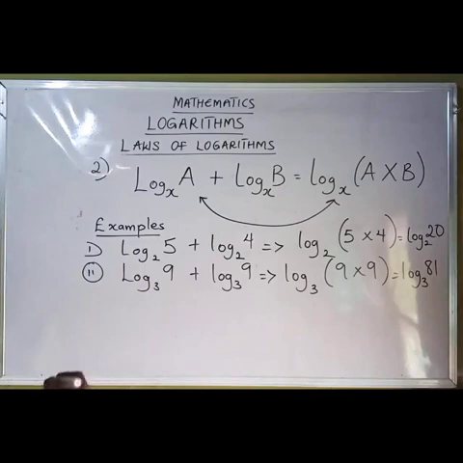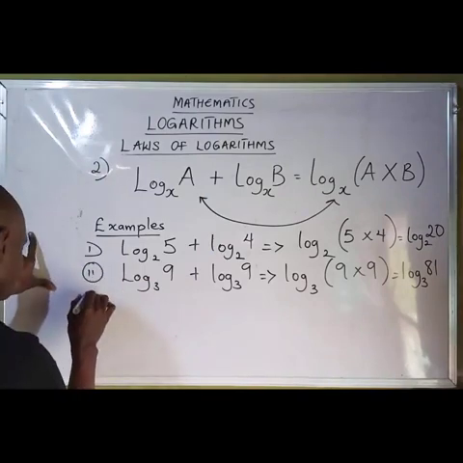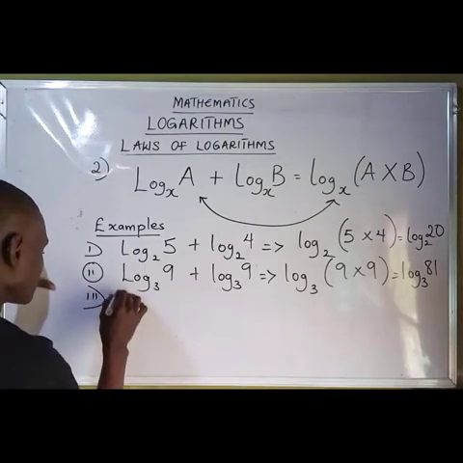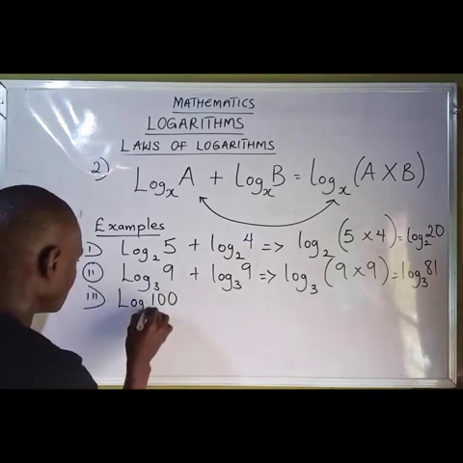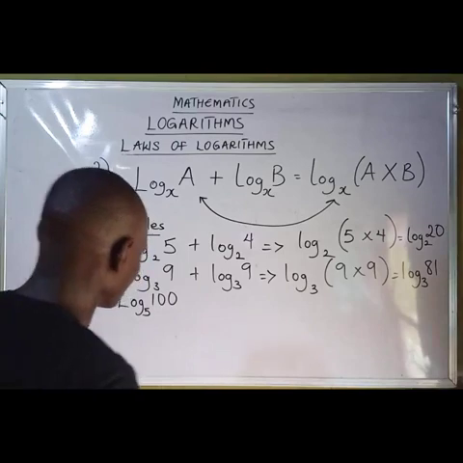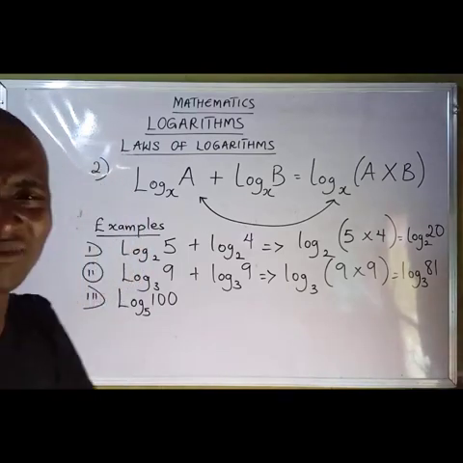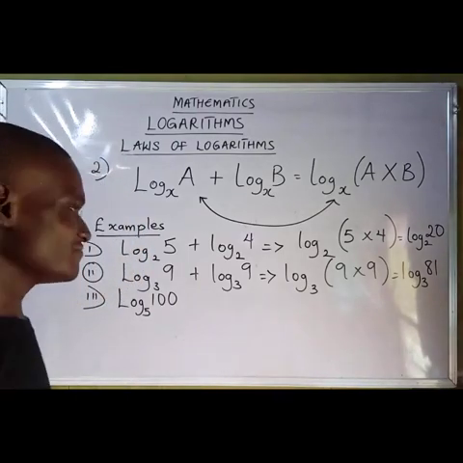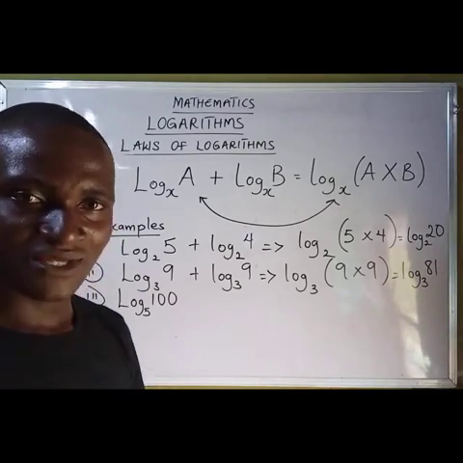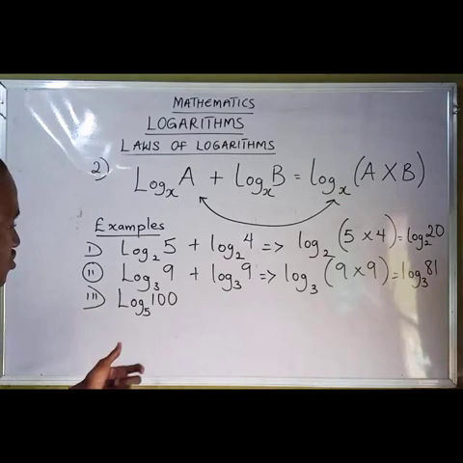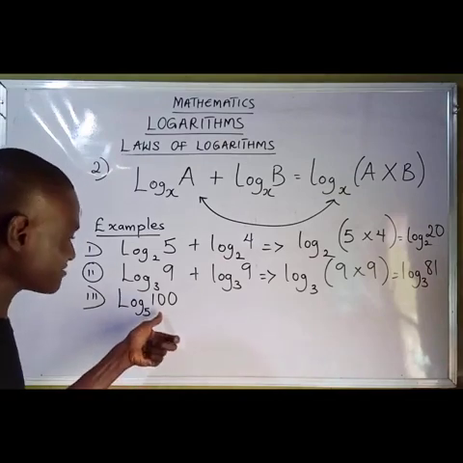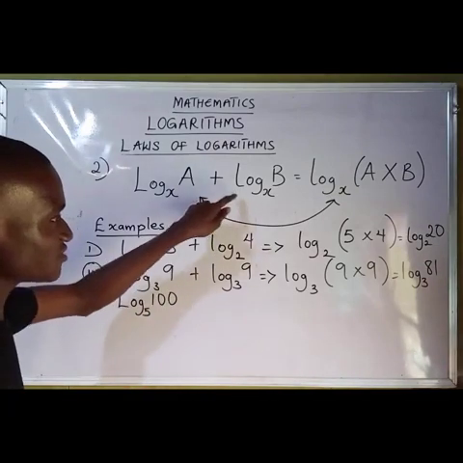Now, let's look at this last question for this example. What if I was given log 100 to base, let's say, base 5? It could be any base. It could be base 10, base e, base whatever. We don't care. Now, what I want to do here is this. You want to see the way I'm going to split this particular one to become something like this.